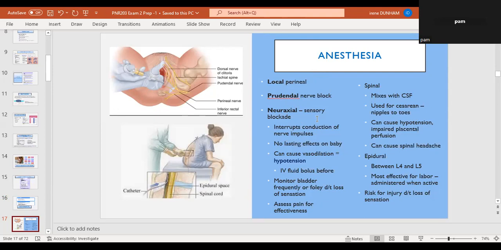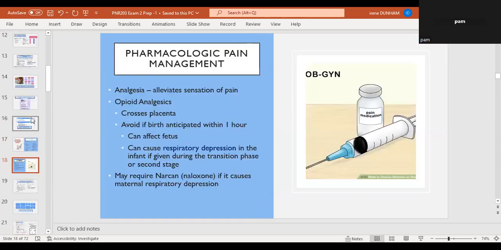And then you have the neuraxial, which is a sensory blockage. And what you're doing on all these, you have to interrupt the conduction of nerve impulses. Okay, so that's the gate theory. So we want to block them. And a lot of this, they don't have really lasting effects on the baby, which is good. And the main thing is about an epidural. Let me go back.